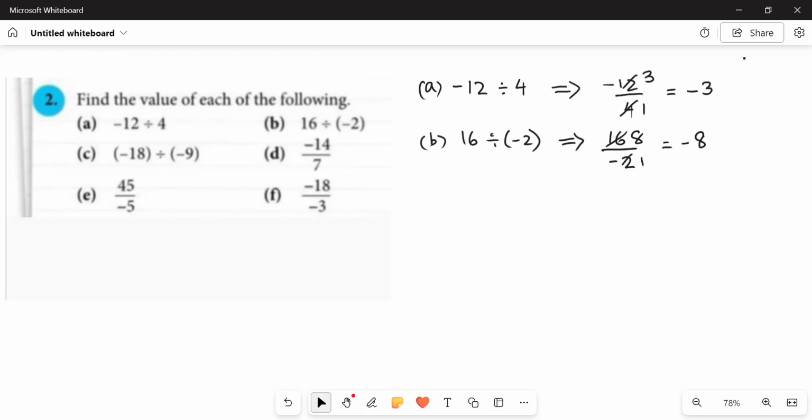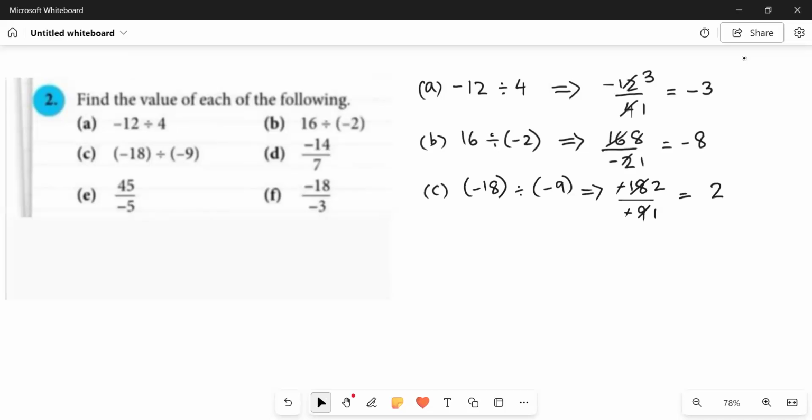Okay. Next, we have part C, minus 18 in the bracket divided by minus 9. So these minus signs belong to the integer. It has nothing to do with subtraction. How are we going to write it down? Minus 18 in the numerator, then the divide sign turns into an upon, and then minus 9 in the denominator. Minus minus will be cut and 9 ones are 9, 9 twos are 18. So the answer would be positive.